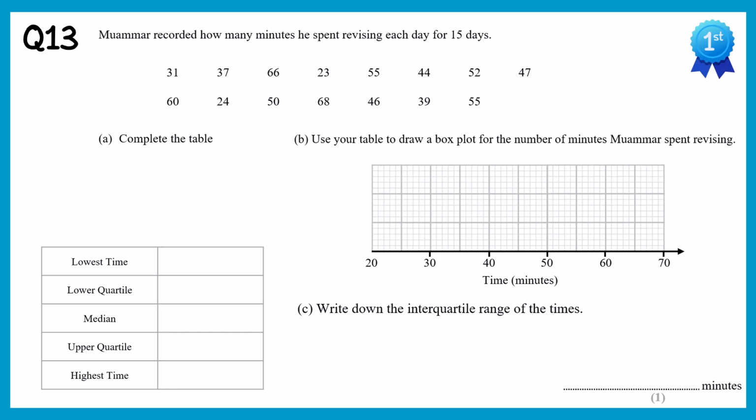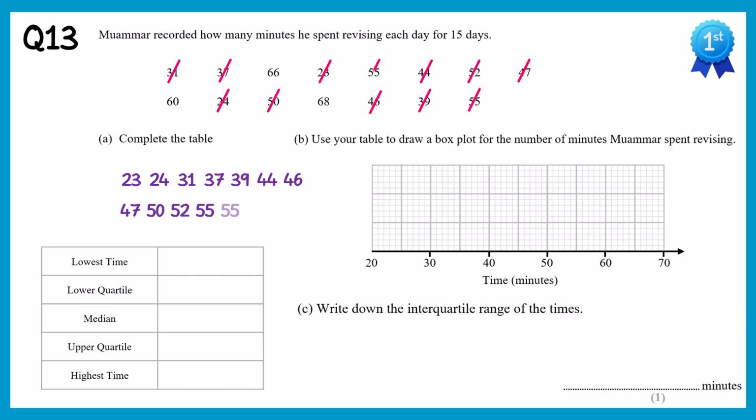For the first part of this question, we need to complete a table. To work out the values for the table, it's much easier to write all of these numbers in order. So I'm going to cross off each one and write it down in the correct order. So the lowest one is 23, then it goes 24, 31, 37, 39, 44, 46, 47, 50, 52, 55, 55 again, 60, 66, and 68.